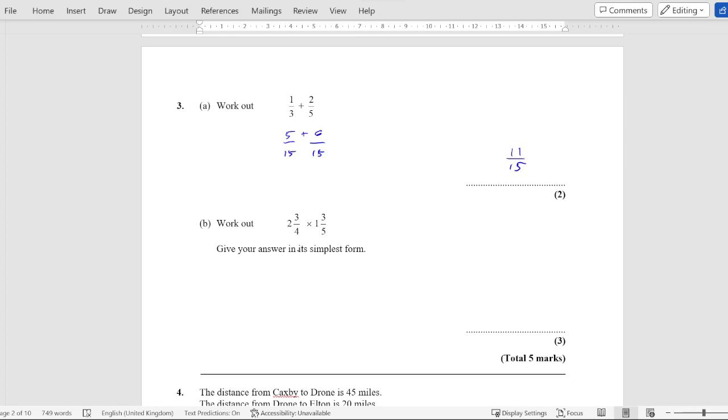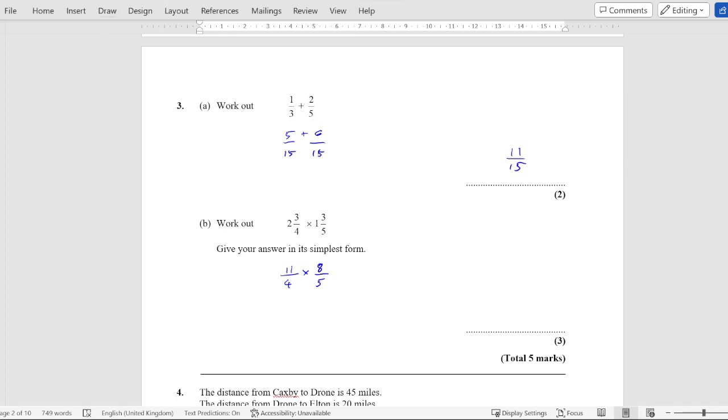Again, for the second question, when you're multiplying mixed fractions, you need to convert them to being improper. So 2 times by 4 is 8, plus the 3 would give me 11 over 4, times by 1 times by 5 is 5, plus the 3 would give me 8 over 5.